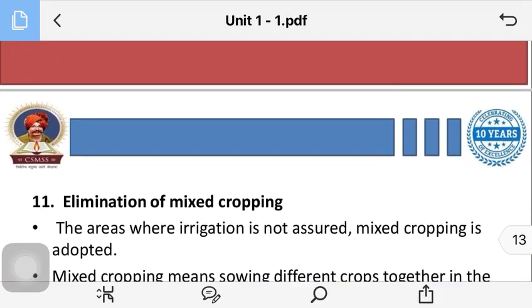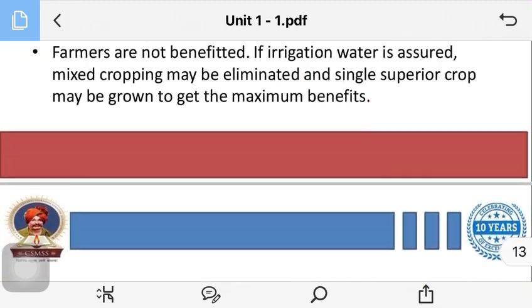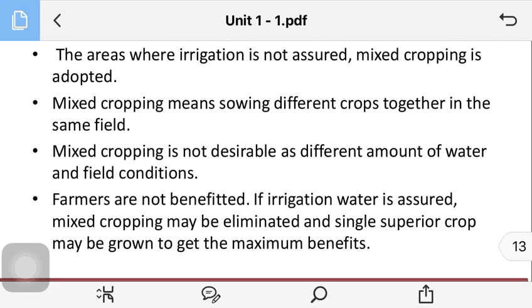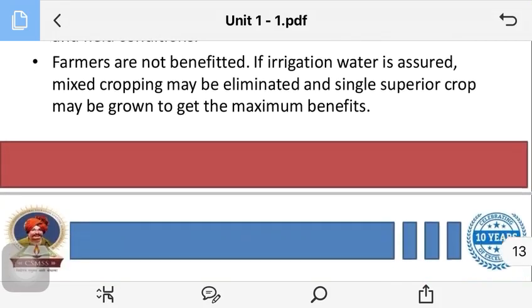And the last one is elimination of mixed cropping. In areas where irrigation is not assured, more mixed cropping is adopted. Mixed cropping means sowing different crops together in the same field. Mixed cropping is not desirable as the crops need different amounts of water and field conditions. Farmers are not benefited if irrigation water is not assured. If irrigation water is assured, mixed cropping may be eliminated and a single superior crop may be grown to get the maximum benefits.